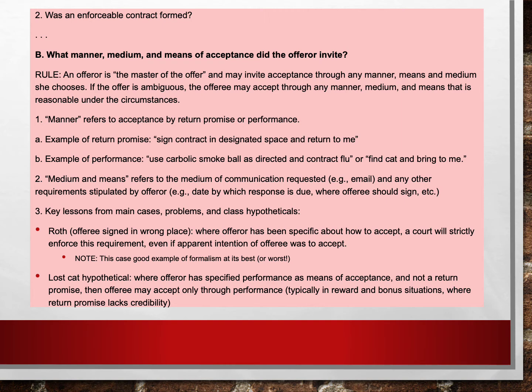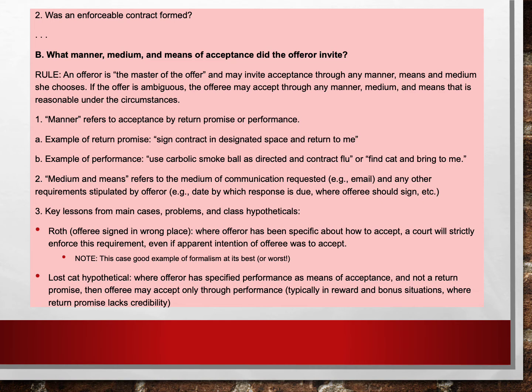Now, quick point here. I'm not looking necessarily for you to cite cases by name in your exam. You can do so if that's a useful shorthand, so that you don't need to elaborate much. But I'm also perfectly fine with you saying, in the case where the offeree signed at the wrong place, we saw that where the offeror has been specific about how to accept, a court will strictly enforce this requirement. And then in your exam, you might proceed to say, in contrast, in this situation, the offeror was not so specific, or the form was more ambiguous.